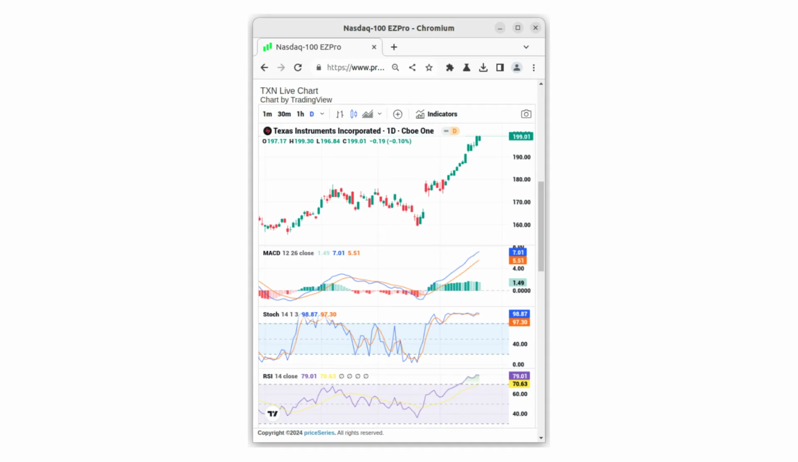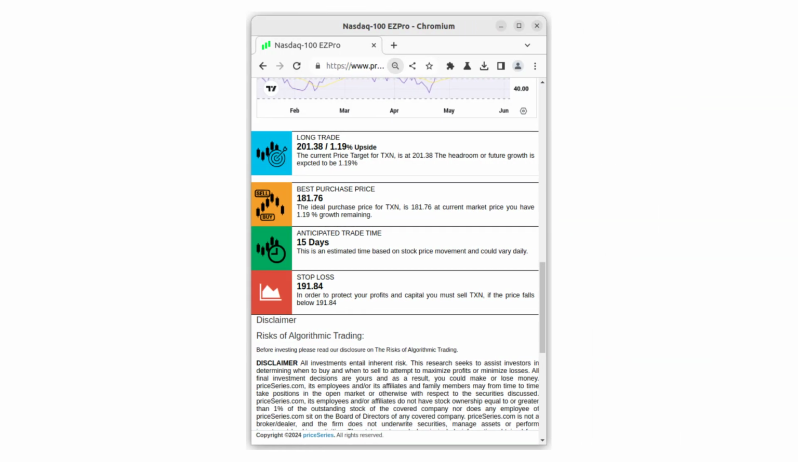Now let's scroll down to view the Texas Instruments live chart from TradingView that includes momentum indicators like RSI, MACD, and stochastics. This chart enables the trader to monitor and validate the market momentum for the stock. On scrolling further down, we find the trade information explained in detail in plain English for traders who are not able to read the charts.